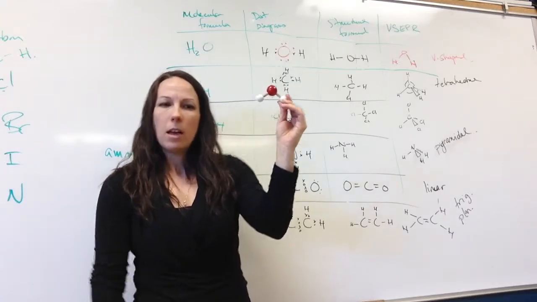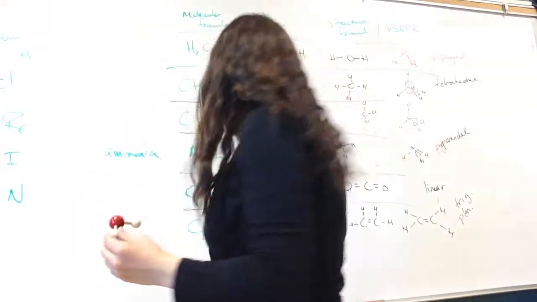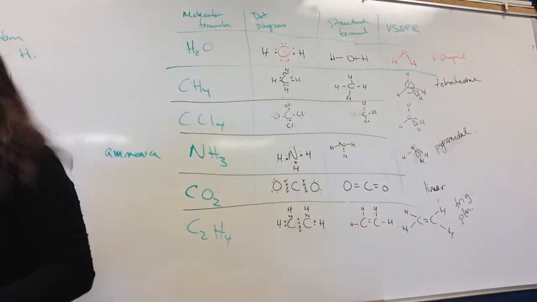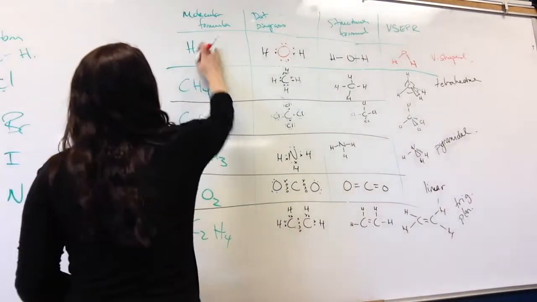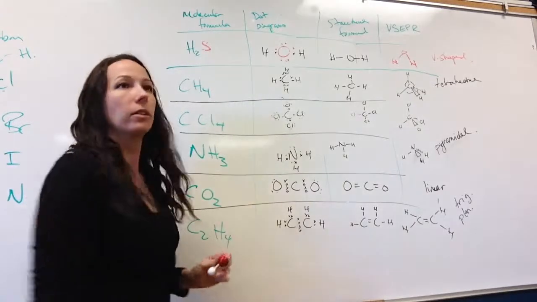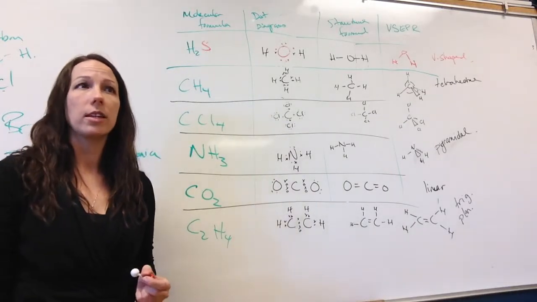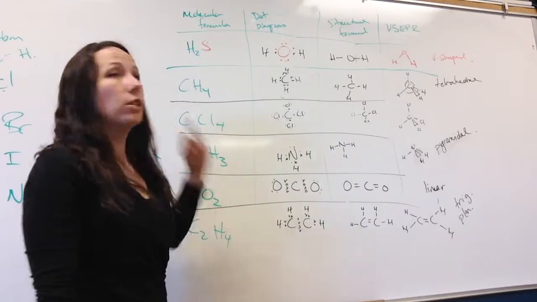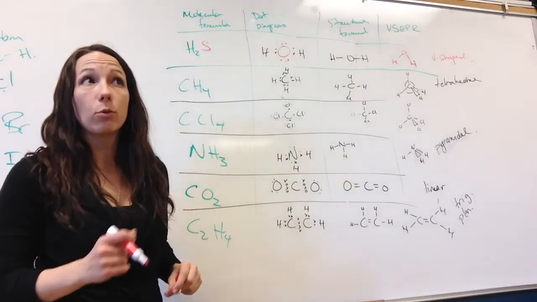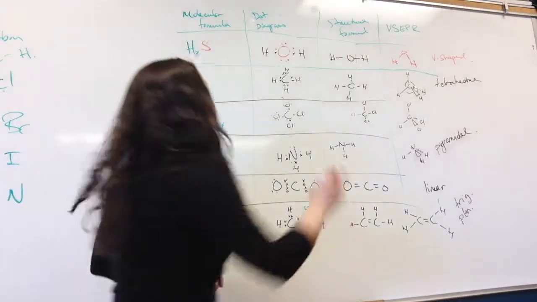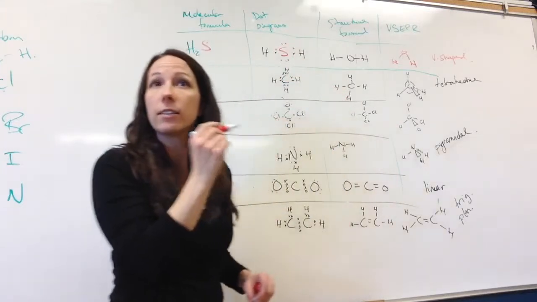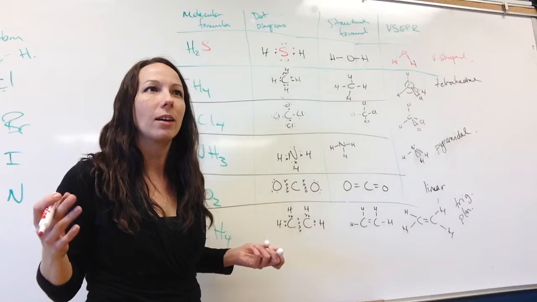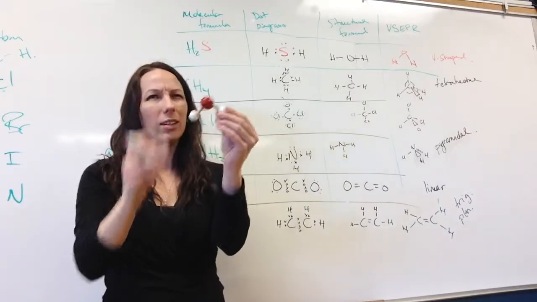Everybody okay with that? But if I asked you to draw, I need a different color marker, please. If I asked you to draw H2S, you know H2S gas? The stinky stuff? Sulfur's in group 6, so it would have 6, just like that, 1, 2, 3, 4, 5, 6. And so what shape would it be? V-shaped, because when you build it, it's going to look like this.